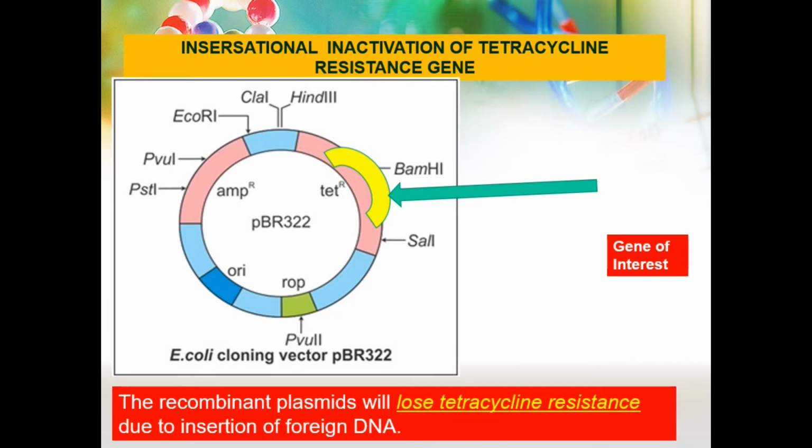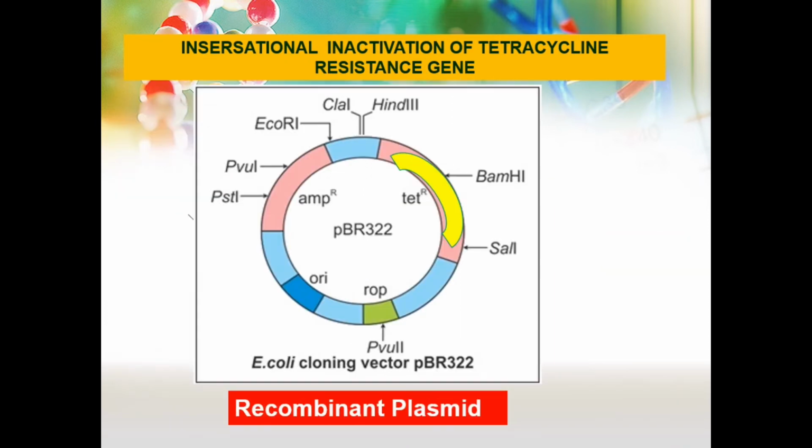It can no longer produce the chemical which provides protection to the bacteria against the antibiotic tetracycline, but its ampicillin resistant gene is still intact. So recombinant bacteria are resistant against the antibiotic ampicillin but not against tetracycline. The foreign DNA becomes part of the vector pBR322. It is known as recombinant DNA or recombinant plasmid.